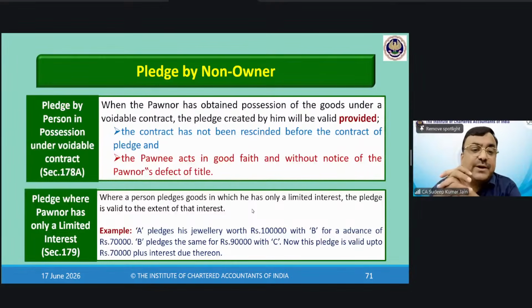Second point, next point: pledge where owner has only limited interest, section 179. Where a person pledges goods in which he has only a limited interest, the pledge is valid to the extent of that interest. See example number A. A pledges his jewelry worth rupees 1 lakh to B for an advance of 70,000.